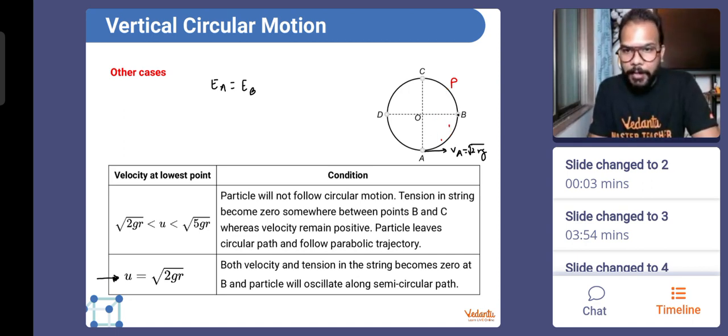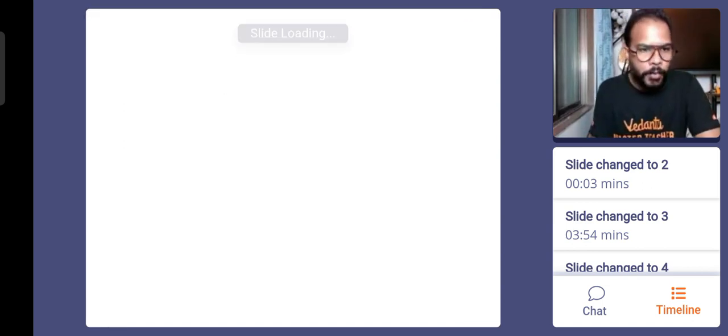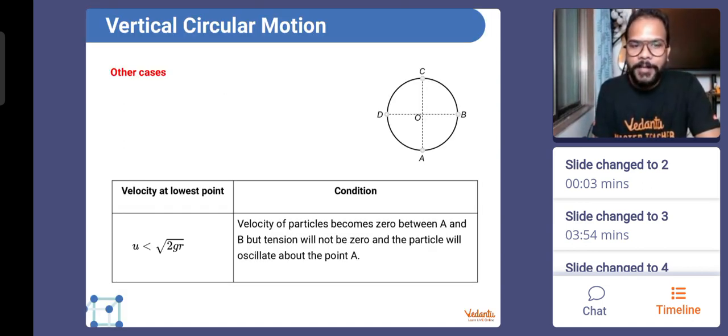Something like this will happen. Okay, everyone? Because it will still have some velocity, its tension will become zero, and it may fall, and the body will start moving. Okay. Cool. What if you project a body with a velocity less than root 2 rg?